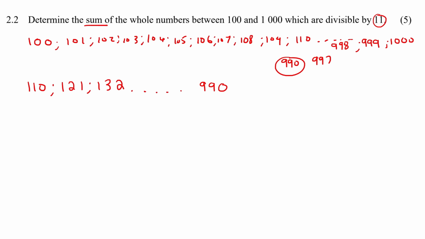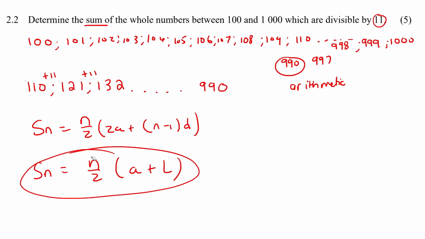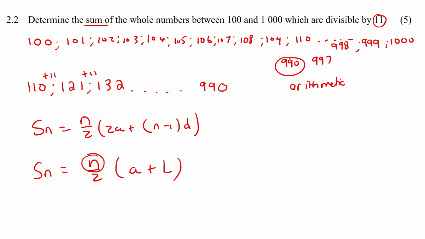First step is we need to know, is it arithmetic or geometric? Well, we're adding 11 each time, so that is arithmetic. Okay, so we know that. Well, there are two formulas in arithmetic. There's the normal one, and then there's the other one, which is n over 2 times (a plus l). I typically hardly ever use this one over here because you're still going to have to go work out the number of terms. So I tend to just use this normal one over here.